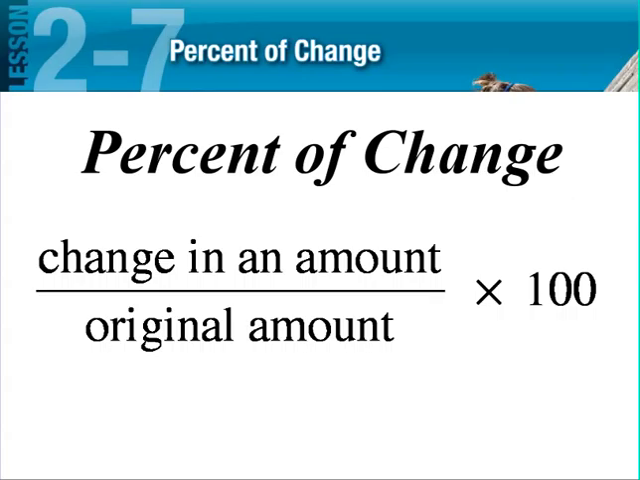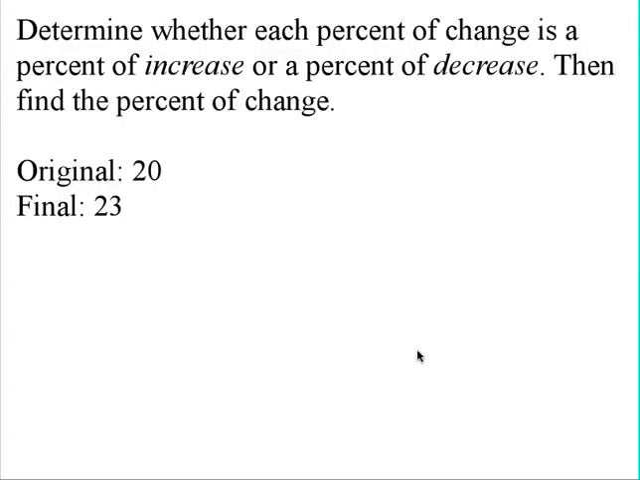So let's go ahead and look at an example. It says determine whether each percent of change is a percent of increase or a percent of decrease. Then find the percent of change. So first of all, we're going to determine, is this an increase or a decrease? The original amount is 20, the final amount is 23. What is that? It's an increase, right? Because it goes up. So that's all you're doing. If it goes up, it's an increase. If it goes down, it is a decrease.